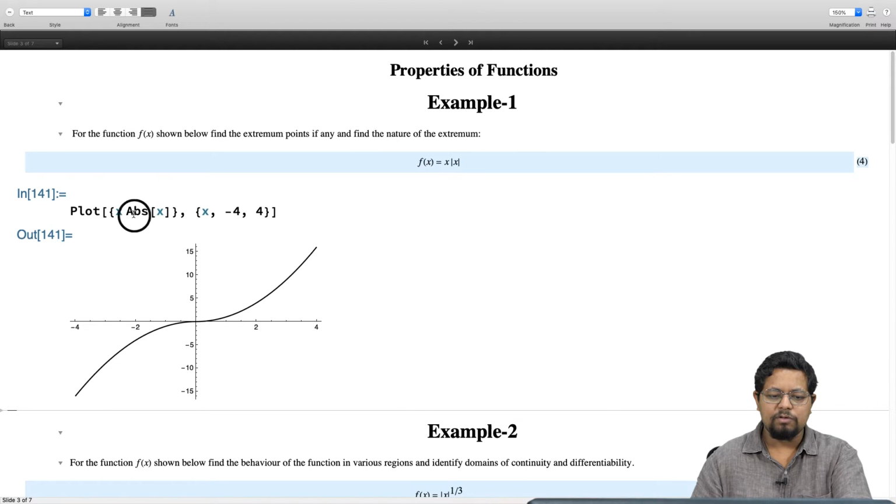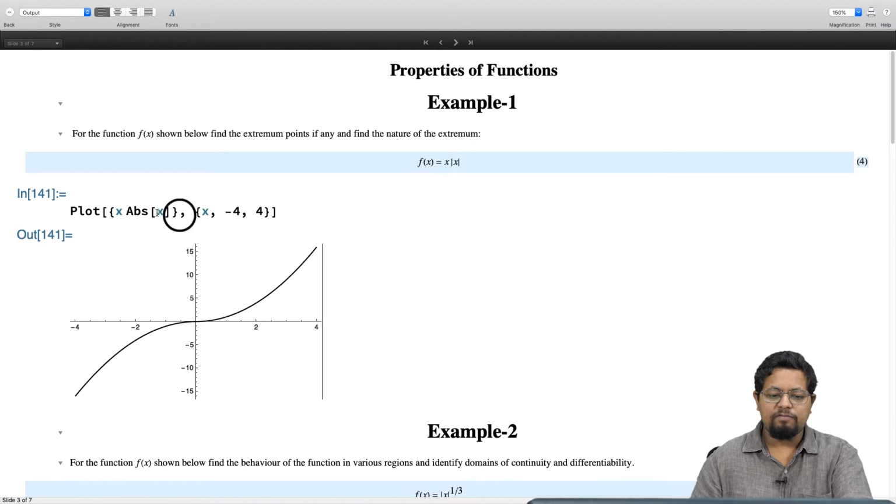for mod of x you can use absolute value of x. So the function I am plotting is x times absolute value of x. Absolute value is represented by abs, and I am plotting the range minus 4 to 4. So this function is x squared for positive x and minus x squared for negative x.